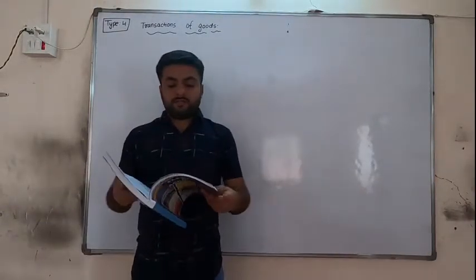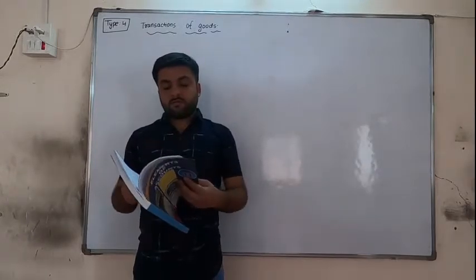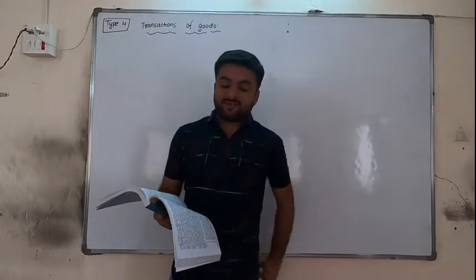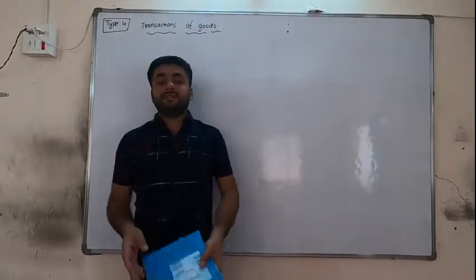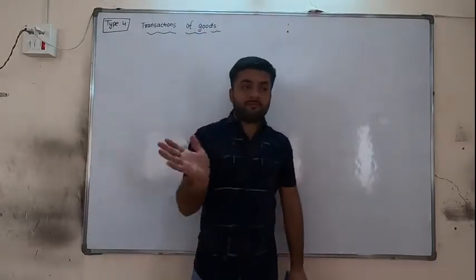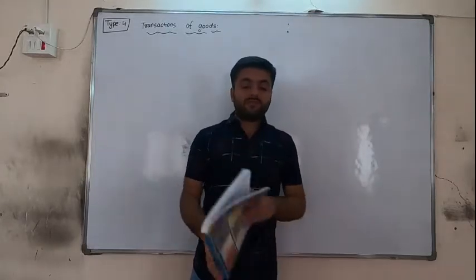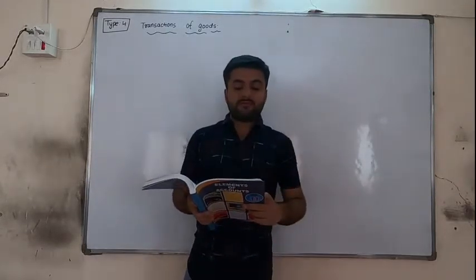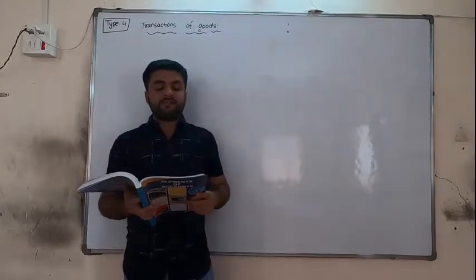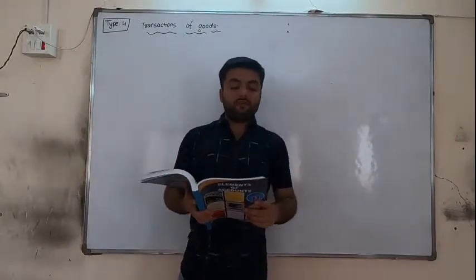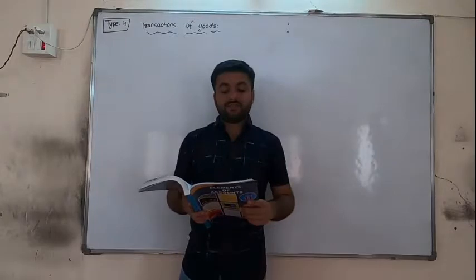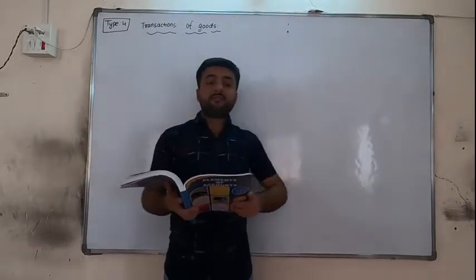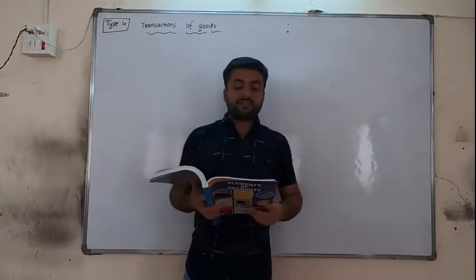So this thing is given on page number 64. So everyone on page number 64, transactions for goods and assets. But we have separate sums for goods and for assets. So first we are looking for goods. In this classification, two types of accounts are included: goods related transactions and asset related transactions. For both these types of transactions, the rule is the same: debit what comes in, credit what goes out, we all know. Now first we are looking at goods related transactions.